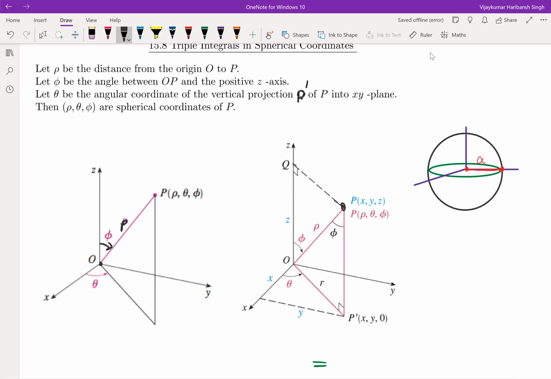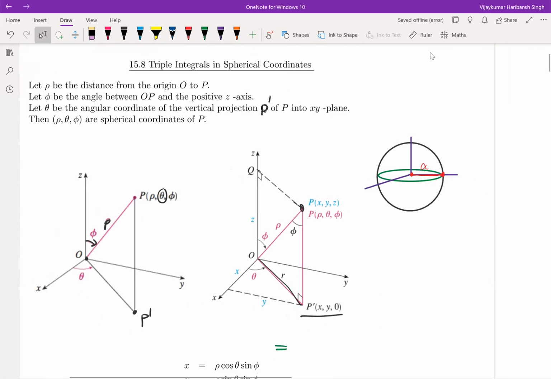And then you take this point P and project it down to the XY plane. So the point will be P prime, (x, y, 0). This projection OP prime makes an angle of theta with the X axis, which is called the theta coordinate. So these are the three coordinates for the spherical coordinate system.